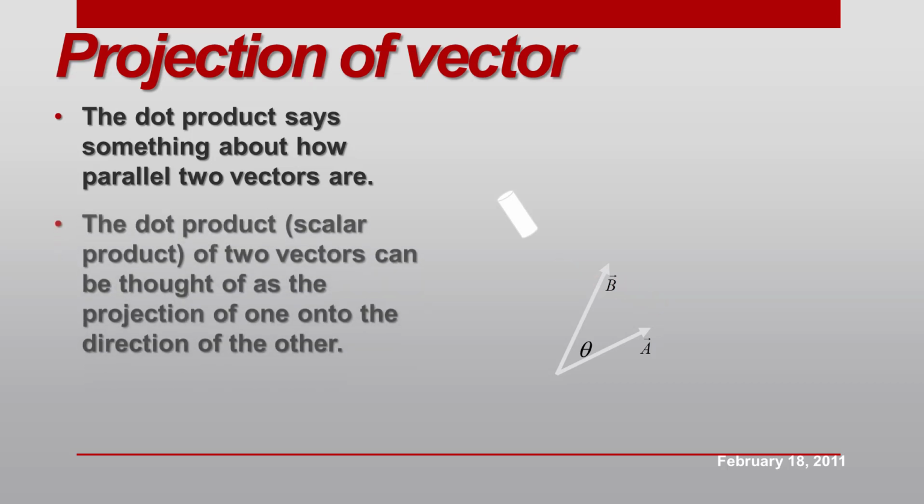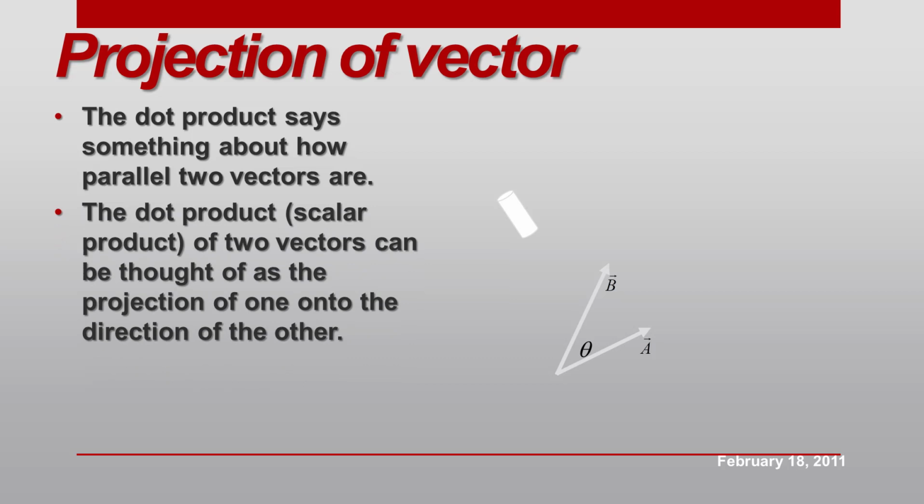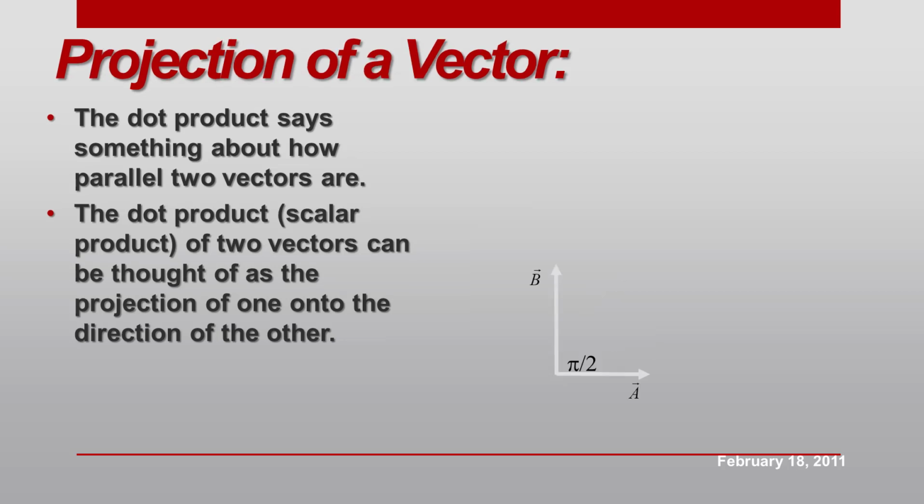The dot product or scalar product of two vectors can be thought of as the projection of one onto the direction of the other. For example, consider two vectors which are perpendicular to each other. These two are not at all parallel. Now check what happens when we draw the projection of A on B. There is no projection on B. Imagine standing under the sun when the sun is just above us: we have no shadow, just like at 12 noon.